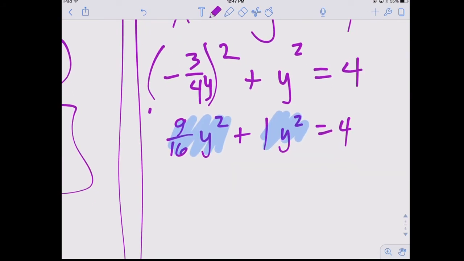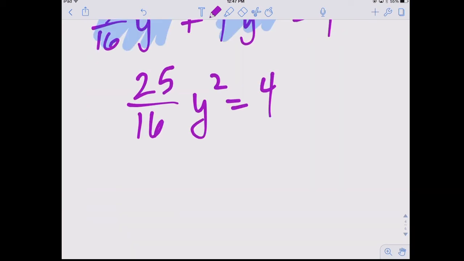So 9/16 plus 1, 1 being what, 16/16? So 9 plus 16 is 25/16 y squared equals 4. And I think you can see that we're going to make it. We're going to be able to solve.